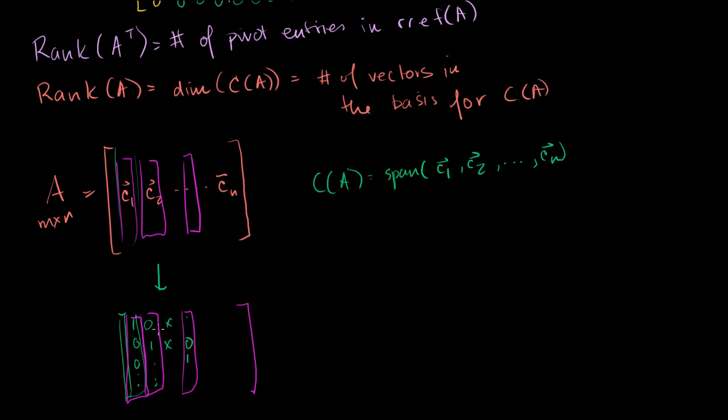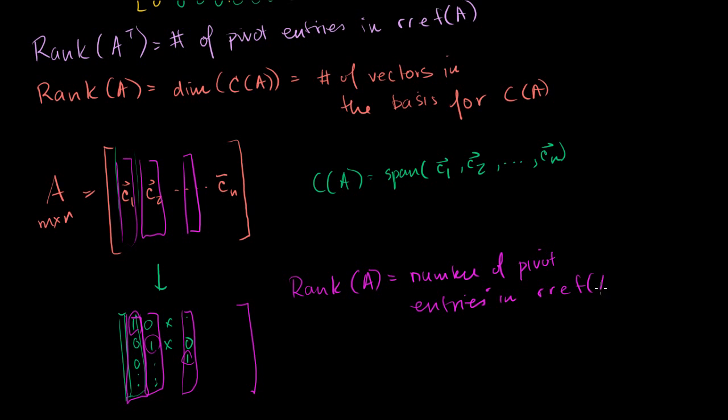So in general, if you want to count the number of basis vectors, because we don't even have to know what they are to figure out the rank, we just have to know the number they are. For every pivot column here, we have a basis vector, so we could just count the number of pivot columns. But the number of pivot columns is equivalent to the number of pivot entries we have, because every pivot entry gets its own column. So we could say that the rank of A is equal to the number of pivot entries in the reduced row echelon form of A.